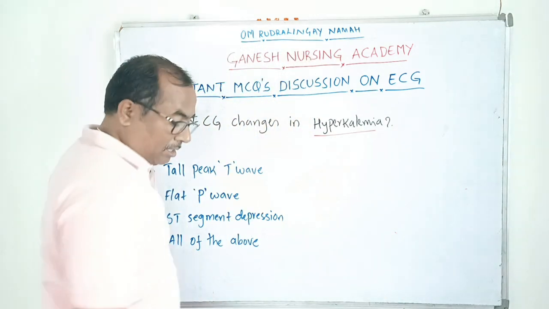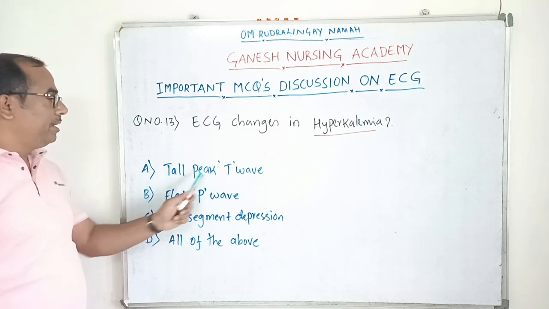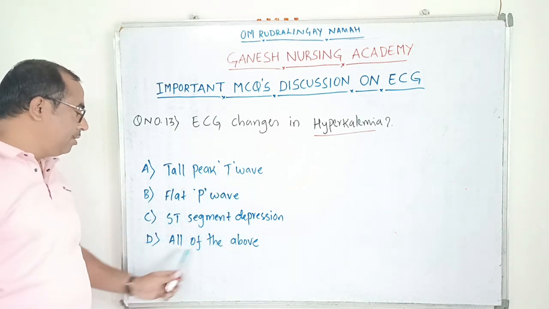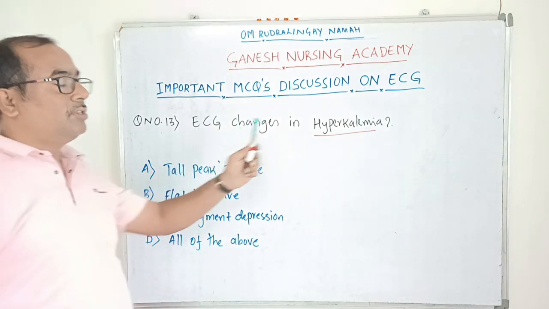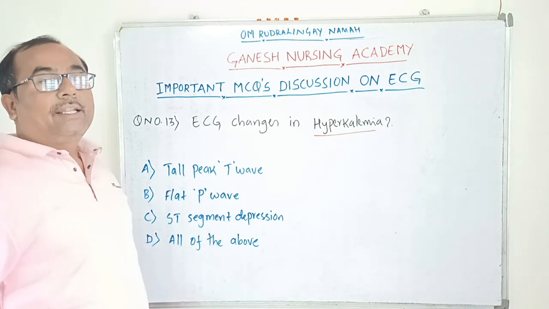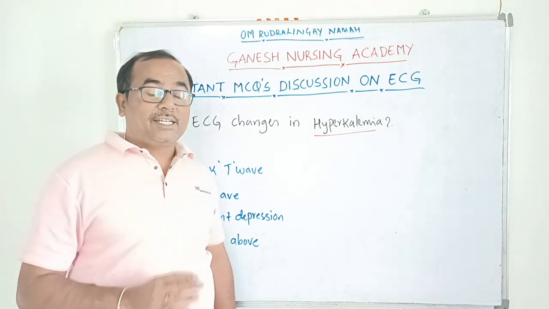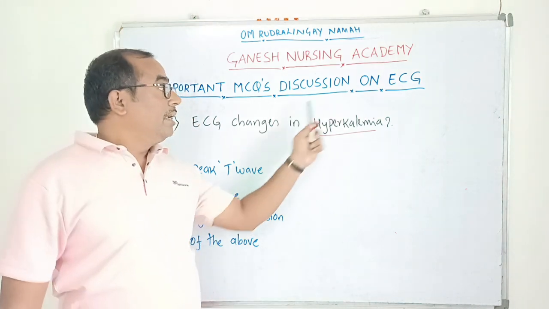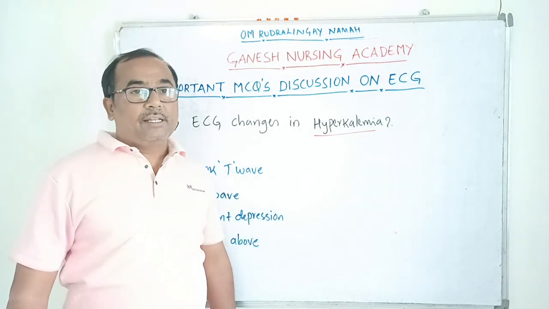The options are: option A, tall peaked T wave; option B, flat P wave; option C, ST segment depression; option D, all of the above. After seeing this question, most students directly jump to tall peaked T wave, mark it, and don't look at the other options. That is the wrong method. We have to see all the options, and we should know the ECG changes in hyperkalemia in detail.